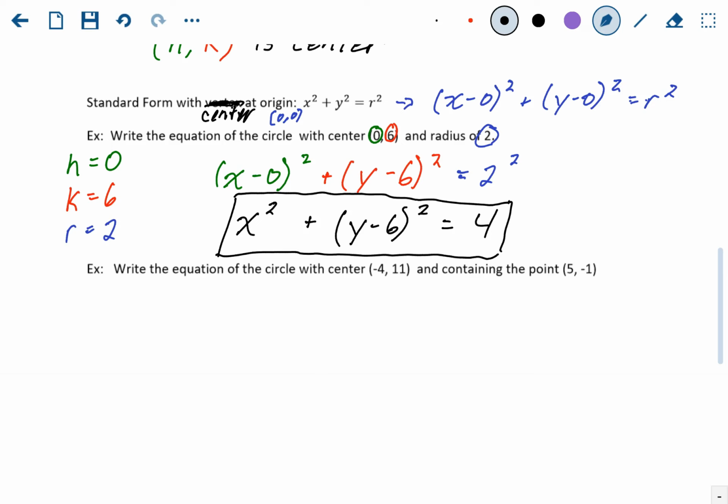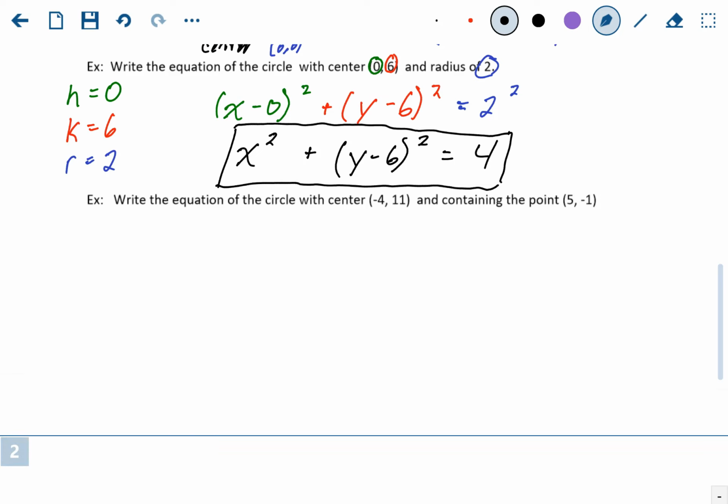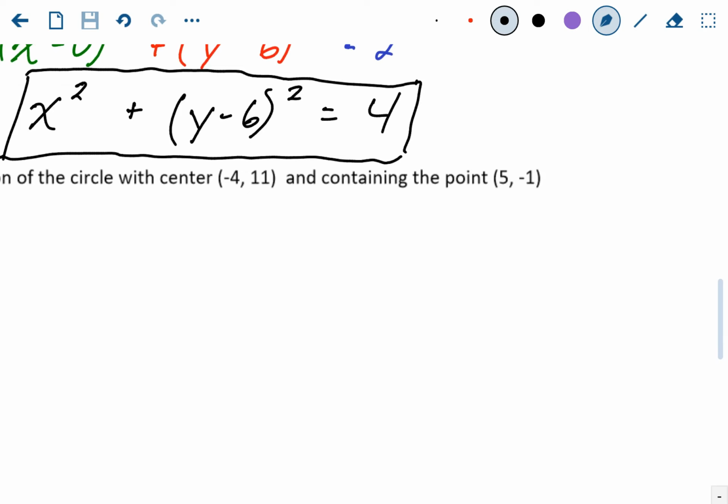Okay. The next example is a little different. The next example gives you the center, but it doesn't give you the radius. So you're going to have to find the radius. There are a couple ways to find the radius. You could use the distance formula, or you could plug it into the equation. We're going to use the equation of the circle since it's new to us. But you could also use the distance formula. I'll write down the distance formula off to the side here.